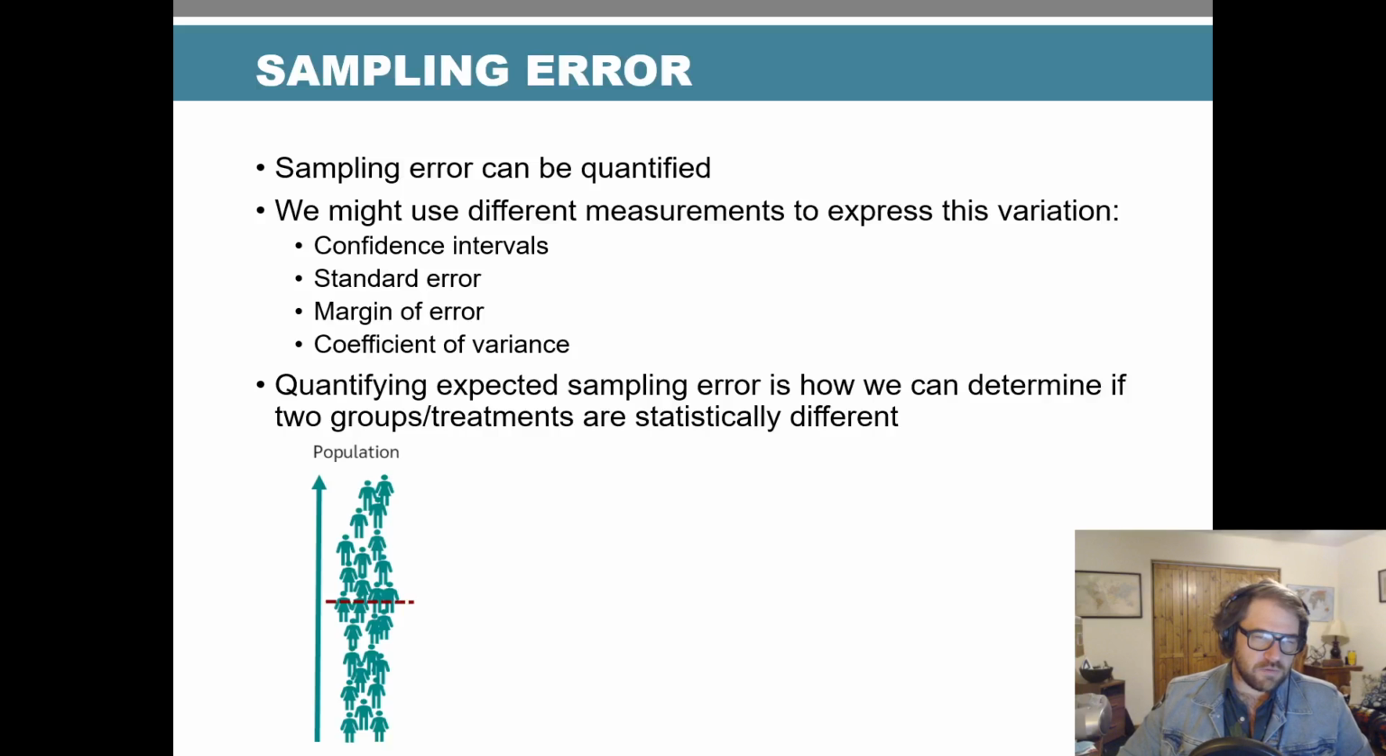Some of the ways that we quantify the sampling error are confidence intervals, standard error, margin of error, and coefficient of variance. Now, confidence intervals, standard error, coefficient of variance, those you're going to see in scientific journals. Not really anywhere else. Margin of error is one that you've probably heard on the news. Anytime there's an election or anything like that, they talk about margin of error.